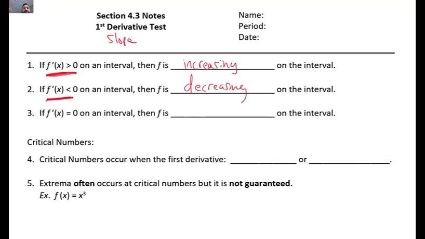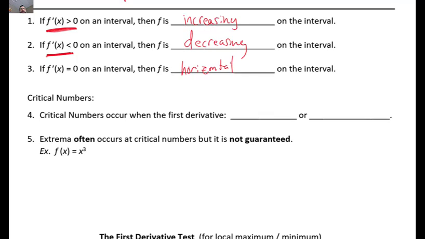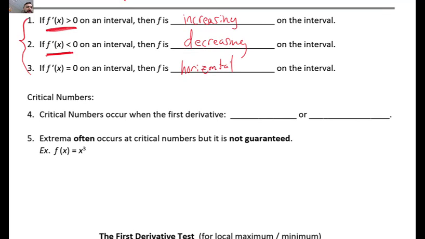And when the first derivative is 0, that would mean that the function is horizontal during that time. When the slope of the tangent line is 0, that's when we have a horizontal tangent line. Okay, so keeping these things in mind, we're going to continue on with our work with critical numbers. And critical numbers don't just occur when the first derivative equals 0, but also when the first derivative is undefined. This one is sometimes forgotten.